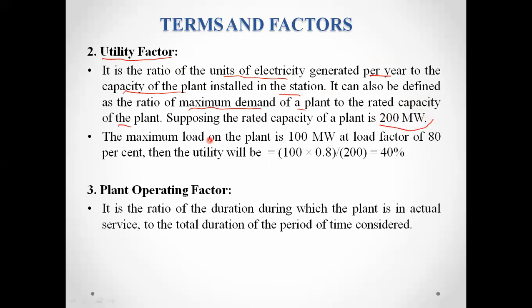Suppose the rated capacity of the plant is 200 megawatt, and the maximum load on the plant is 100 megawatt at a load factor of 80%. Load factor is expressed in terms of percentage. Then the utility factor will be equal to the electricity generated: our maximum load is 100, multiplied by the load factor (LF), divided by the rated capacity, which is 200. In this way, we get the utility factor as 40%. That means this much is utilized for the electricity generation.